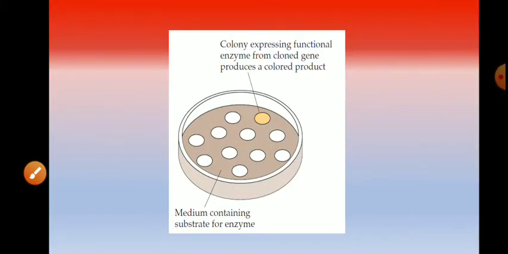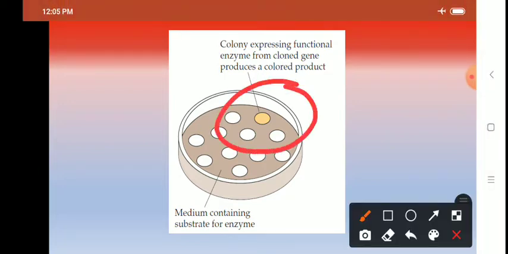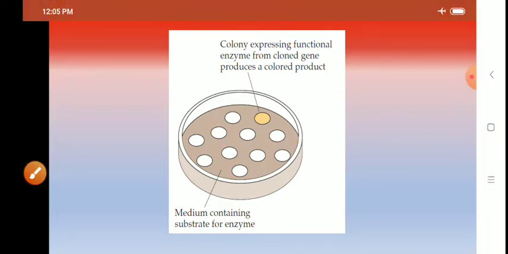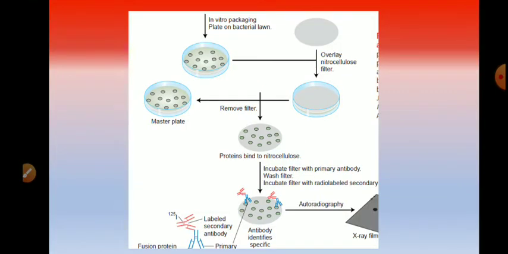Now you can see here a colony expressing functional enzyme. So you have a colored product. You can see the formation of a colored product here. So this is how you select the cells that produce the antigenic protein or desired protein by the immunochemical method. But if your secondary antibody is radio labeled, then what?